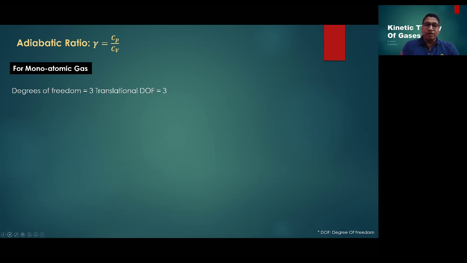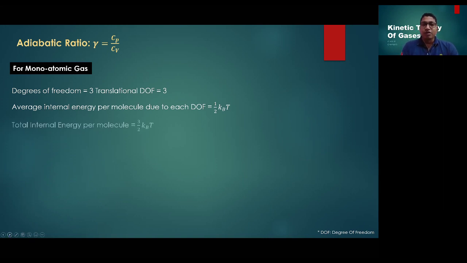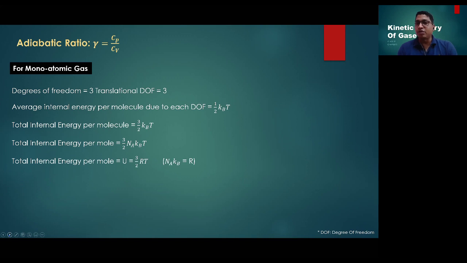Now we know that the energy per molecule, because of each translational degree of freedom, is equal to 1 by 2 kBT. Therefore, the total internal energy of that single monoatomic gas is going to be equal to 3 by 2 kBT, as it is having the 3 degrees of freedom. Okay, this is per molecule. So if we have to get the total energy per mole, we have to multiply with the Avogadro number, and so it will become 3 by 2 Na kBT. Now what is Na into kB? We know it is equal to the universal gas constant R. So total energy per mole will become 3 by 2 RT.